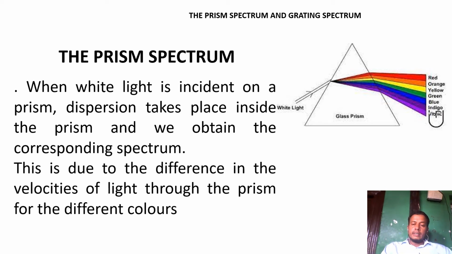So why does it split? Because of their different velocity. Each color has a different refractive index, meaning it has a different velocity through the prism. That's why it gives the different colors.